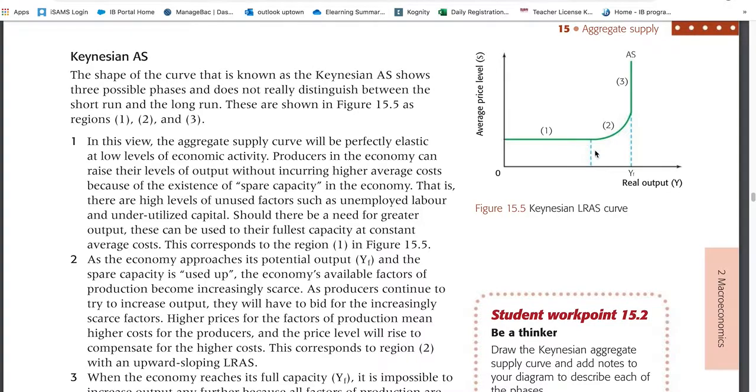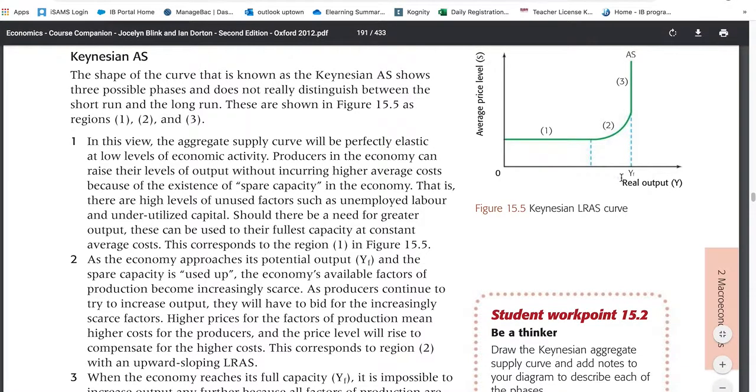Phase two is where you start to see an incline in the price levels. This is when we're using up these spare capacity resources. So now all of a sudden you're having to pay higher prices for your factors of production. You're having to give more incentives for people to work for you because there's no more unemployed people just hanging out there, waiting for a job. And eventually that leads us to full capacity, which is similar to the first model now, YF. And that's where it becomes perfectly inelastic. So you're back to your vertical curve.